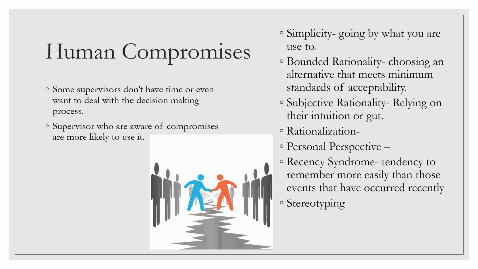Bounded rationality. Choosing an alternative that meets minimum standards of acceptability. Subjective rationality. Relying on their intuition or gut. Rationalization. Personal perspective. Recency syndrome, the tendency to remember more easily those events that have occurred recently. Then stereotyping.